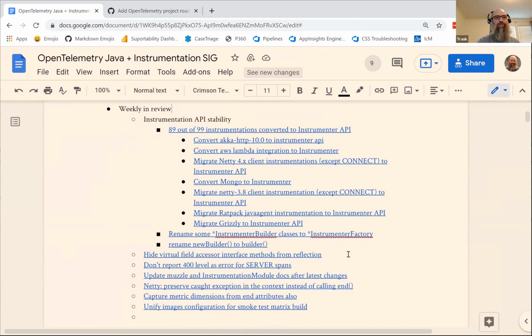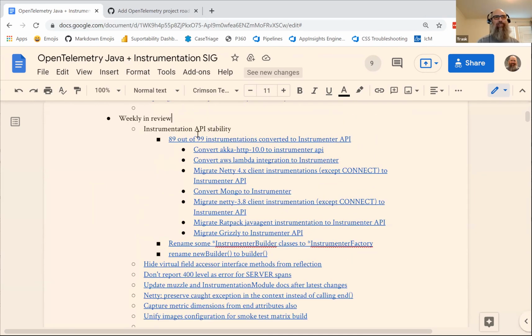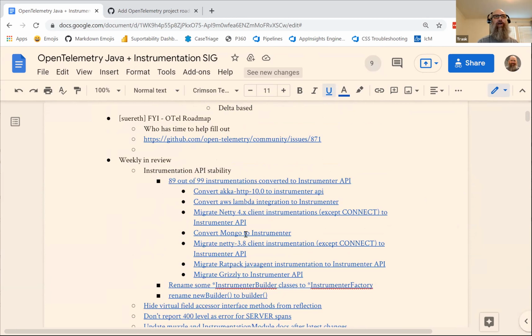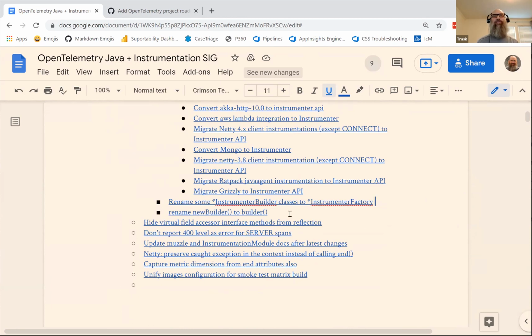Cool. So we've got 2 minutes left here. Just briefly, great progress on the instrumenter API conversions. Want to call out, thank you Team Splunk, and lots of fun Netty stuff, and a little bit more about instrumentation API stability, where we're starting to fine tune things like naming and going through in more detail.